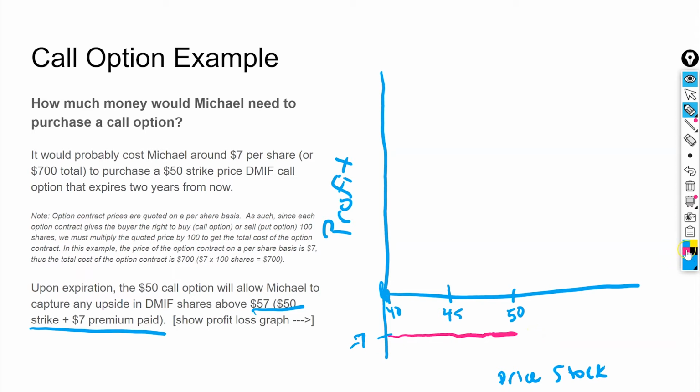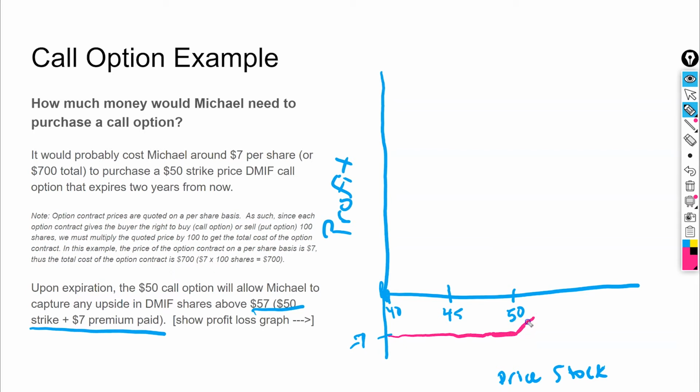Now, if it's above 50, every dollar it's above 50, the option contract will be worth at least $1. This is upon expiration. So this is the profit and loss at expiration. The graph looks a little bit different before expiration because your option will still have value. You don't lose the full amount down at 40 if you haven't gotten to the expiration date yet, because there's still hope that the price could come back up above 50.